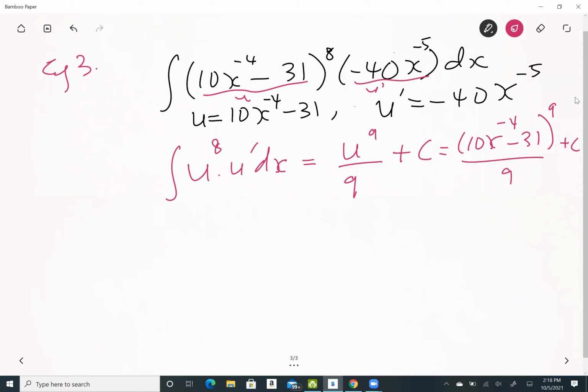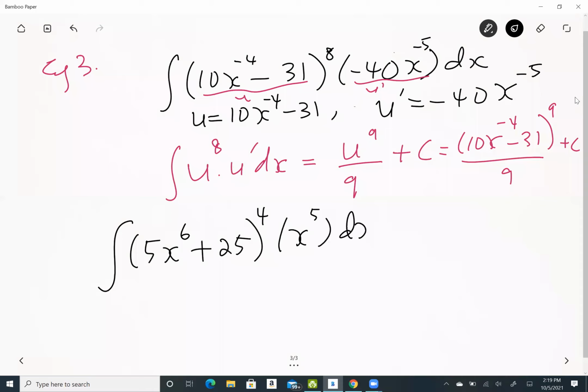Okay, any question about this? Okay, I give you another example. So now, let's say I have the integral of 5x to the power of 6 plus 25, everything to the power of 4, times x to the power of 5, dx. Okay, do the integration here. Find u and then find u prime.